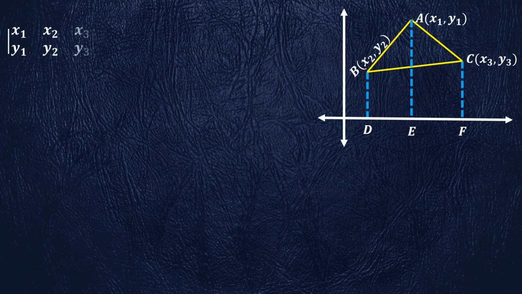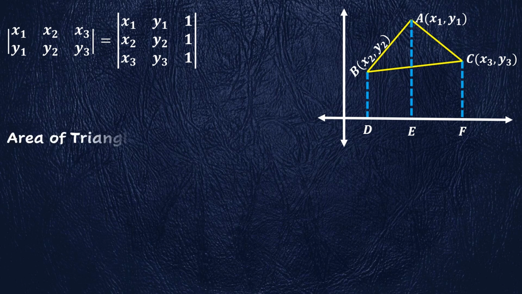So we have shown that the value of this 2 cross 3 determinant is equal to the value of this 3 cross 3 determinant. Hence, the area of triangle is equal to 1 by 2 into this 3 cross 3 determinant, x1 y1 1, x2 y2 1, x3 y3 1, and this is the formula we often use when the vertices of triangle are given.